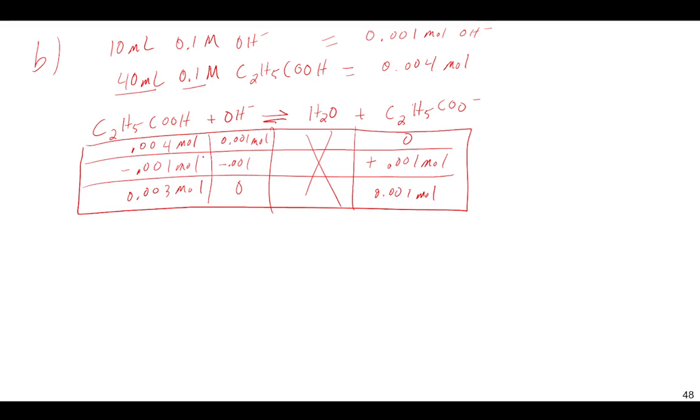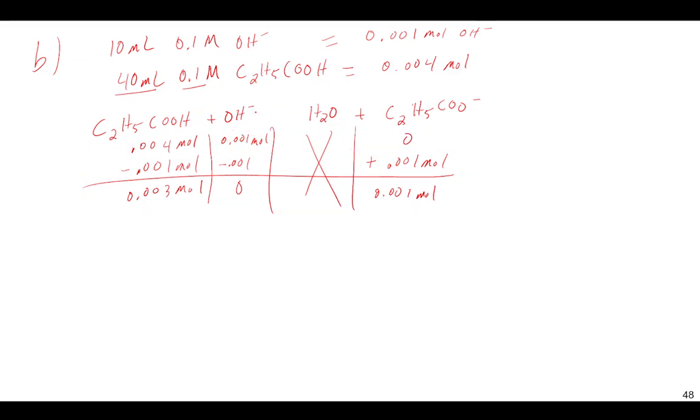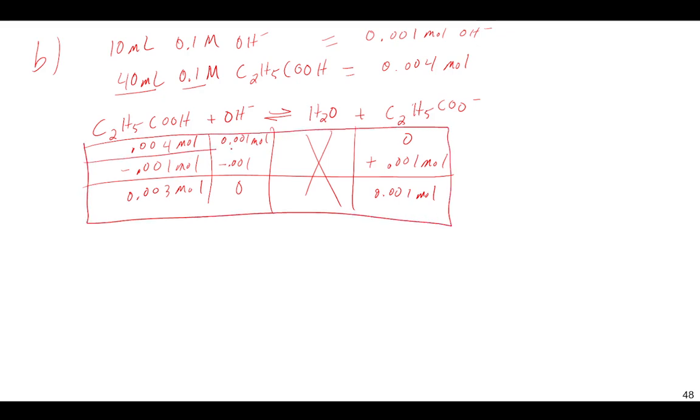So now I'm before the equivalence point because I haven't added enough OH minus to completely neutralize my acid. And so I know I can use Henderson-Hasselbalch because I'm before the equivalence point, where the pH is the pKa, so negative log of the Ka.